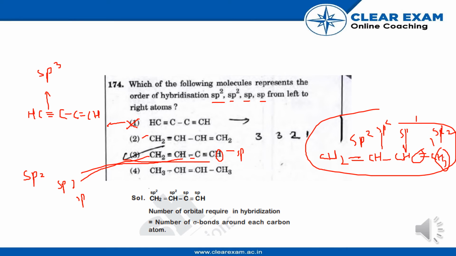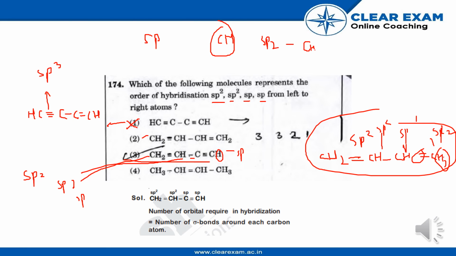So what are these sp2 hybridization, sp hybridization? Let me tell you in simple words. The number of bonds around each carbon atom makes sp2, sp3, sp hybridization. So if there is sp hybridization, that means the carbon is attached with a single bond. If there's sp2 hybridization, then the carbon is attached to two bonds.